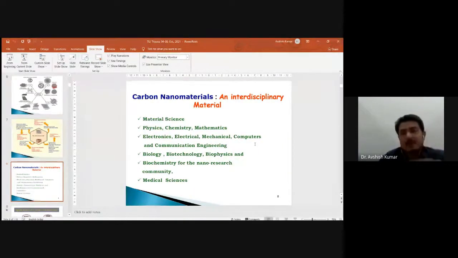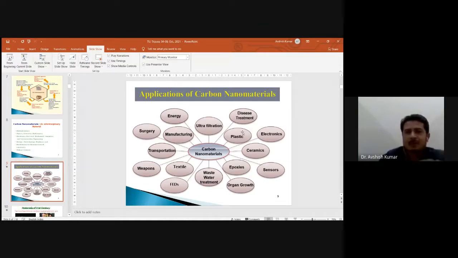These carbon nanomaterials are what we call an interdisciplinary material. It can be used in material science; physicists, chemists, mathematicians, electronics people, and those in biology, biochemistry and medical science are all using it. There are many applications: you can use these materials in textiles, for energy purposes, for manufacturing many devices, for ceramics, plastics, in sensor applications, and for organs.